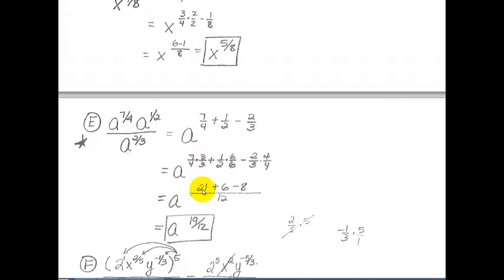7 times 3 is 21. 1 times 6 is 6. -2 times 4 is -8. We combine these numbers and we get 19, and that's it. You can just leave it like that. Okay?